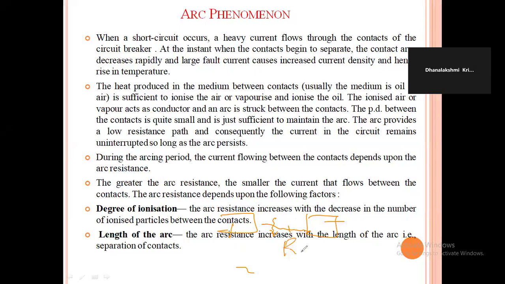And the length of the arc: R is equal to rho L by A. If we increase the length of the arc, the resistance is increased, because the length of the arc is directly proportional to the resistance of the arc. And if the cross section of the arc is reduced, that also increases the resistance of the arc. So area and resistance are inversely related; if the area is reduced, the resistance of the arc increases.